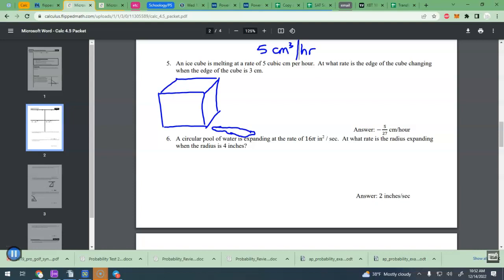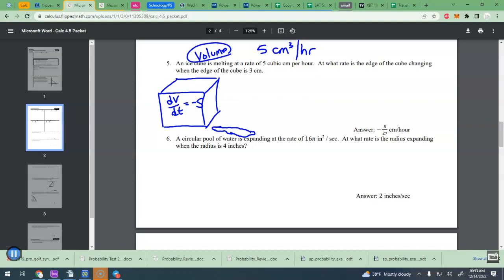But are we working with volume, area, surface area? What are we looking at? The whole cube is just shrinking. That's volume, right? So the dV/dt is negative 5. The volume of that cube is shrinking because it's melting. So I know I need volume in there somewhere. And that cubic centimeters is a clue, right? Because volume has 3 dimensions.